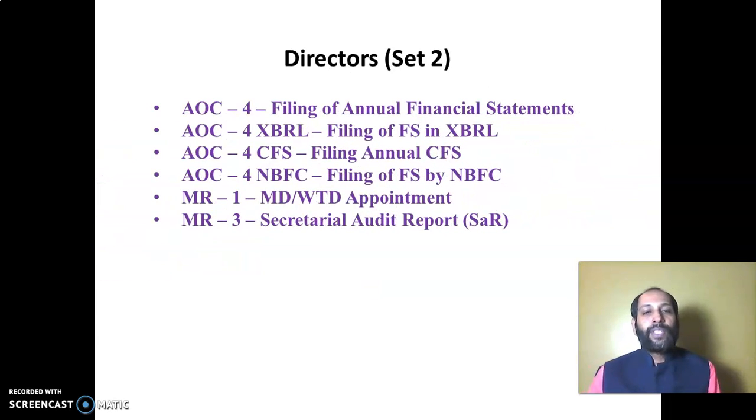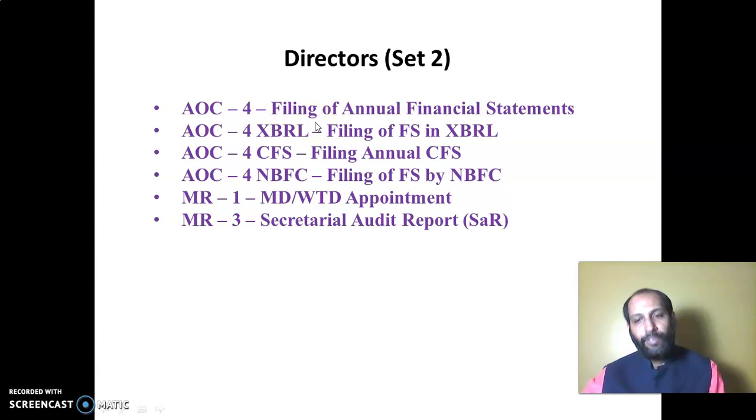Next is AOC. AOC forms are used for filing annual accounts of the company. This can be used in the accounts chapter also. But here, the applicability is under section 164, because the law speaks about disqualification of directors if the company does not file financial statements for continuous 3 years. So wherever you can, write in bracket AOC4, filing of annual financial statements.